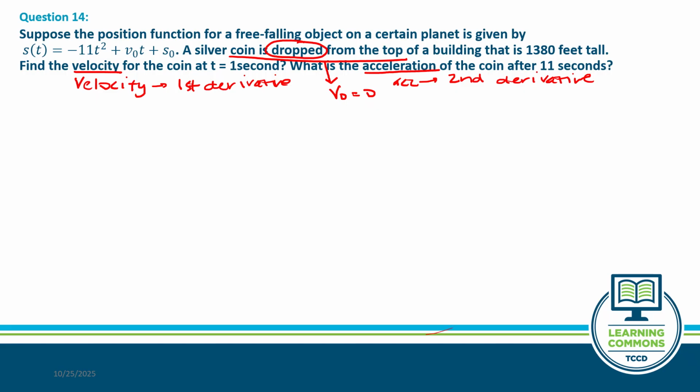Oh my goodness. Suppose the position function of a free-falling object on a certain planet is given by this equation. A silver coin is dropped from the top of a building that is 1380 feet tall. Find the velocity for the coin at 1 second, and then what is the acceleration of the coin after 11 seconds. So let's find velocity first. So if I really, really wanted to, I could do a little bit of substituting first before I find the first derivative.